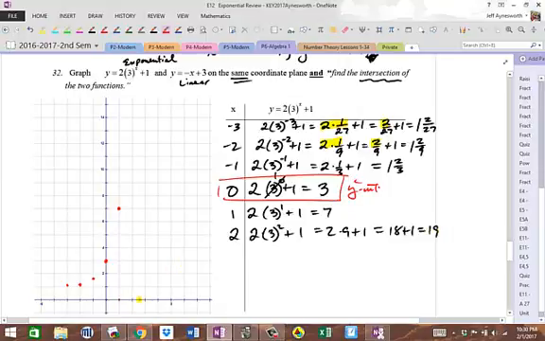Okay, notice this right here. This is an upshift of 1. It shifts the asymptote up 1 from the axis. So I know I have a horizontal asymptote here. Let's do that as a dotted line. So the horizontal asymptote is y equals 1. The function approaches that, so let me draw that.